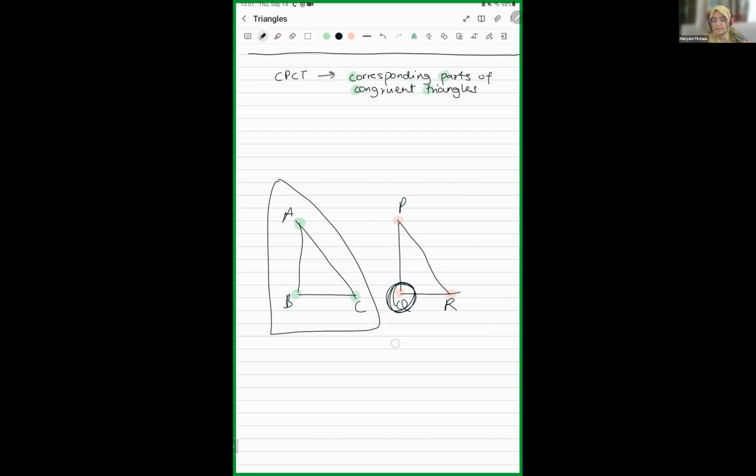B, ma'am. Very good, B. So now you got it. So this is called B and Q are corresponding parts.